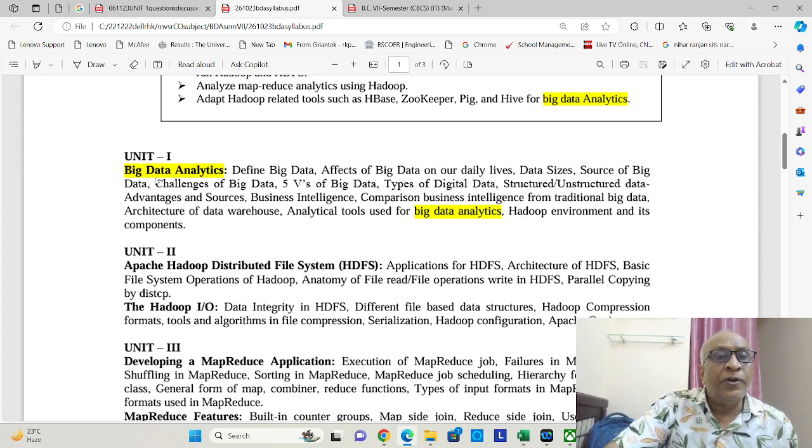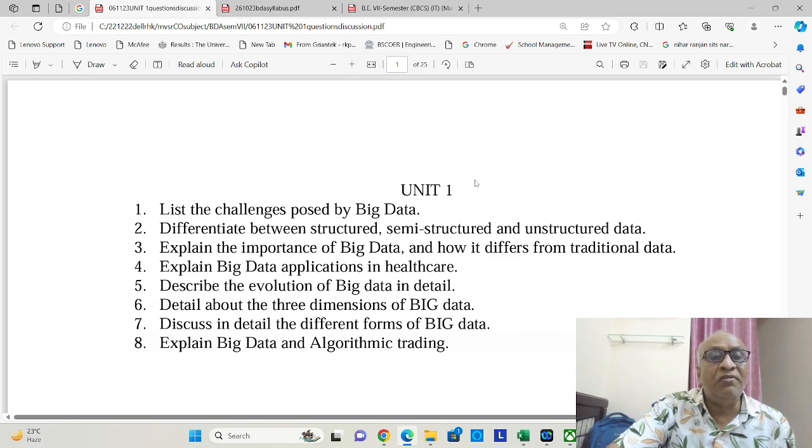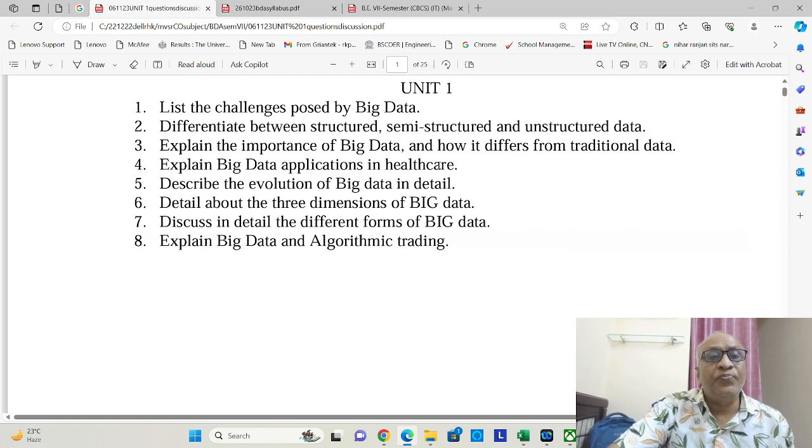So, what we are going to do today is let us look at the question bank of Unit 1 of frequently asked questions from the question paper. So, I just compiled these questions from Unit 1. I'll read out. List the challenges posed by big data.